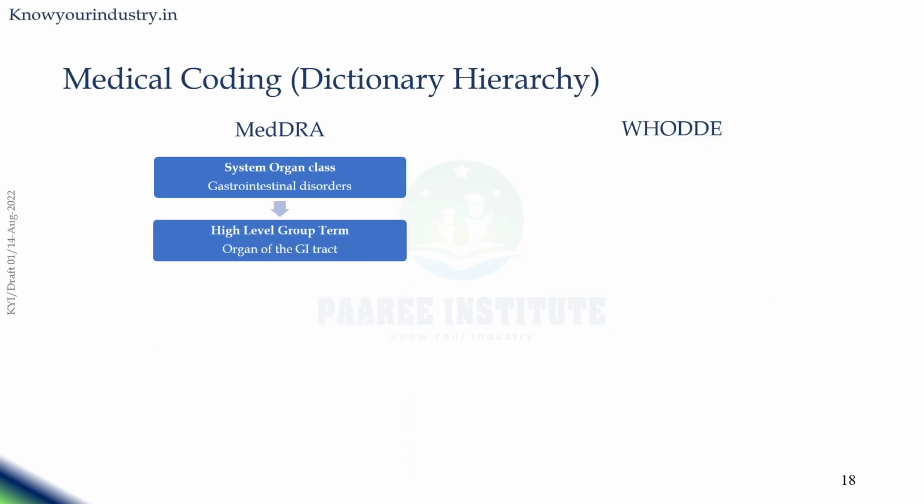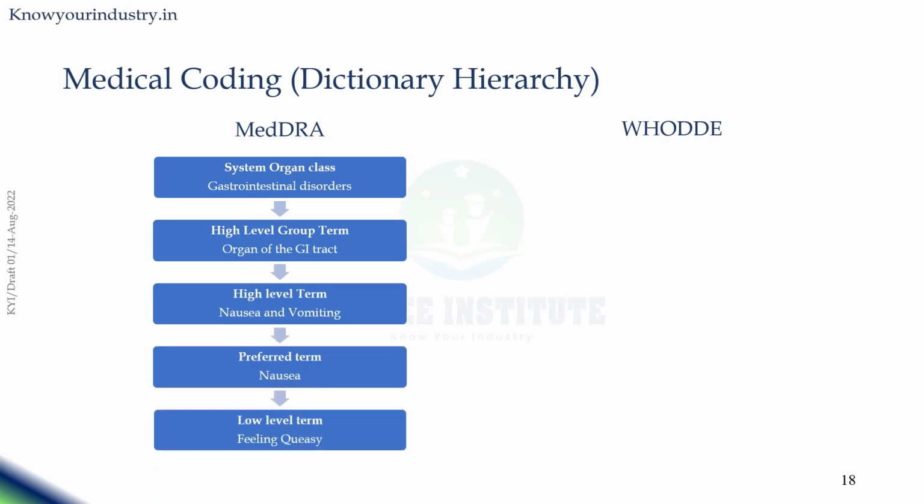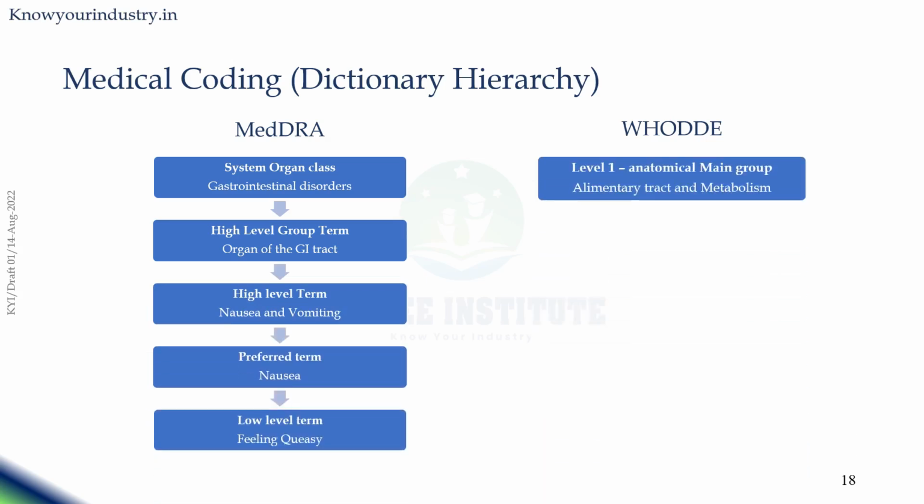MedDRA: the system organ class. This is just an example of how the hierarchy works out. Gastrointestinal disorders, high-level group term, high-level term, preferred term, low-level term. If you see here, the system organ class where gastrointestinal disorder is selected involves the organs of the GI tract. Then nausea or vomiting is the high-level term, the preferred term could be nausea, and feeling nauseous is the low-level term.